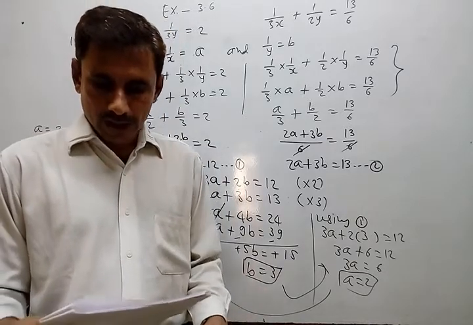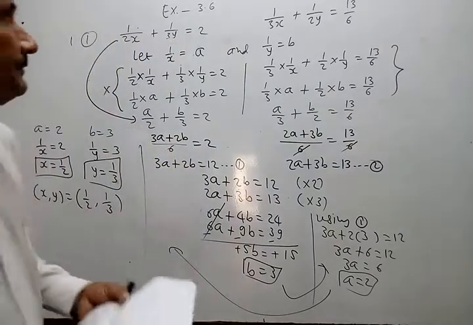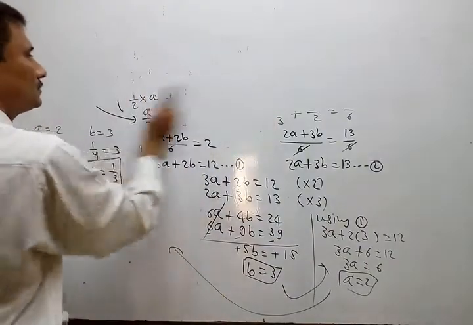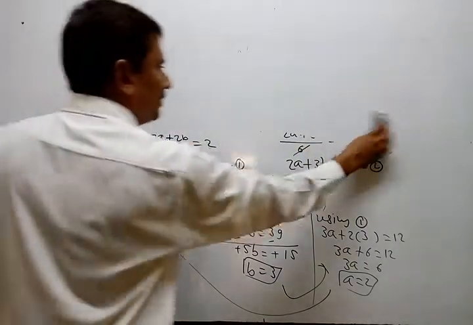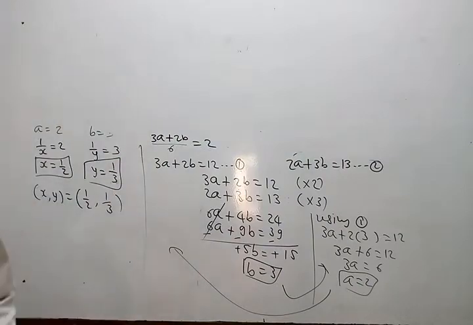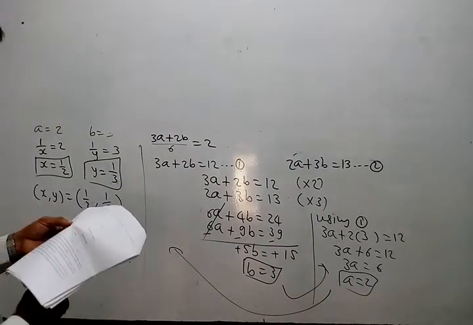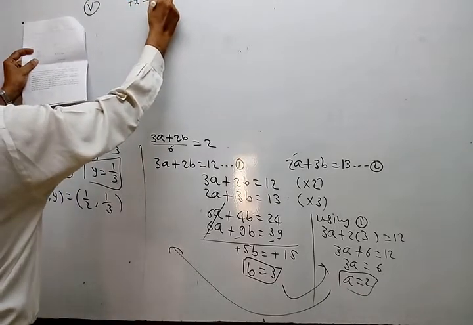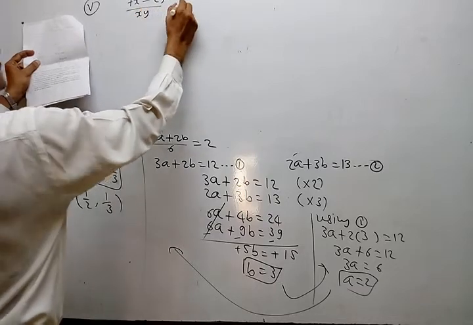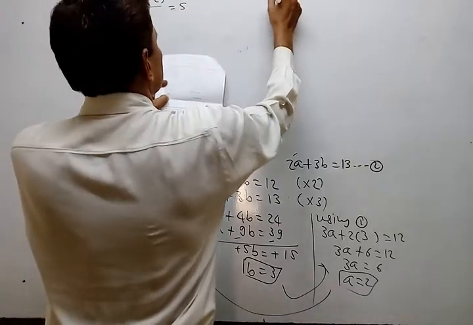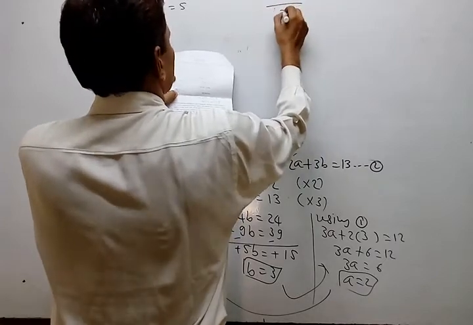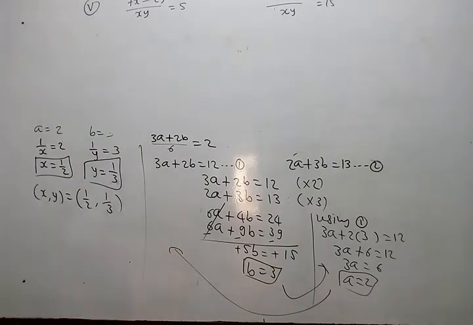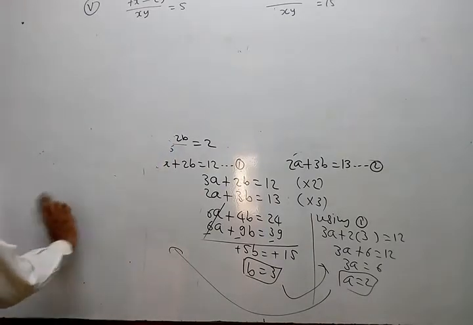Now, just look at question number 5. I will give you the first two or three steps, then you have to solve it using the formula. Number 5: 7x minus 2y upon xy equal to 5, and 8x plus 7y upon xy equal to 15. Whatever is given in the fifth one, I have written as the question.